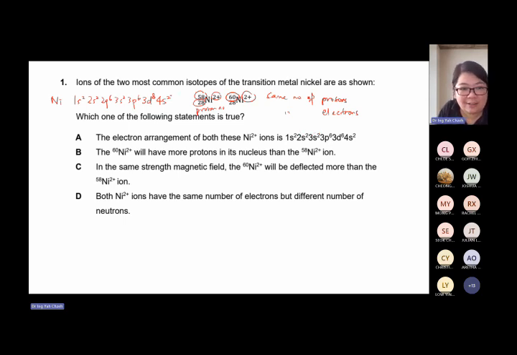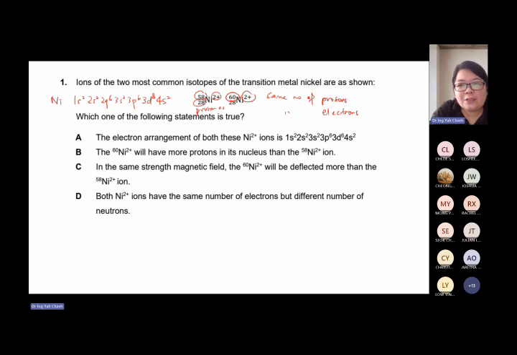This is the tricky part about transition elements. When you fill in the electrons, you fill in the 4s orbital first, but when you remove electrons, you also remove from 4s. You'll be wondering, how come? The teacher just said that the 4s orbital has lower energy than 3d, which is why I fill in 4s first. How come suddenly when I remove, I don't remove from 3d? 3d should be outside, right?